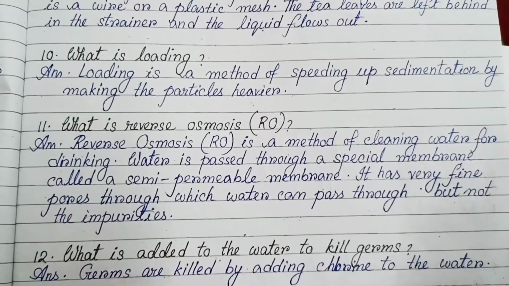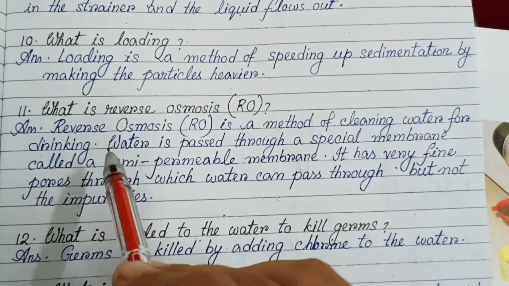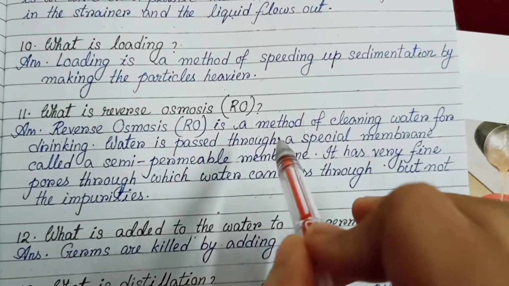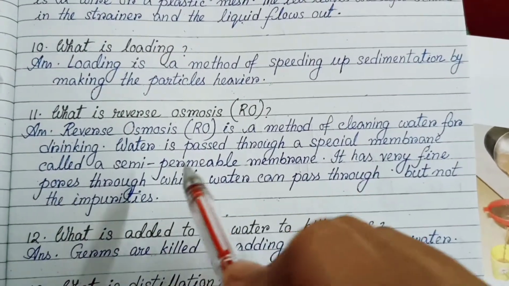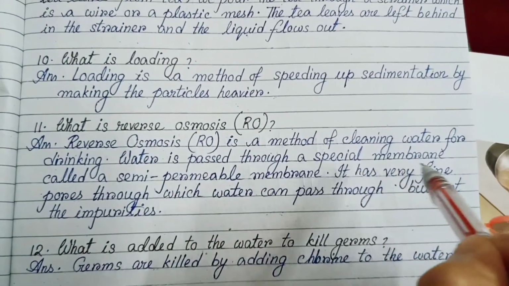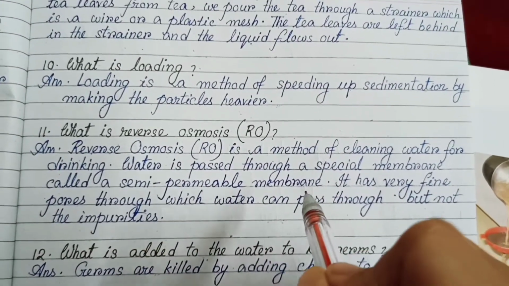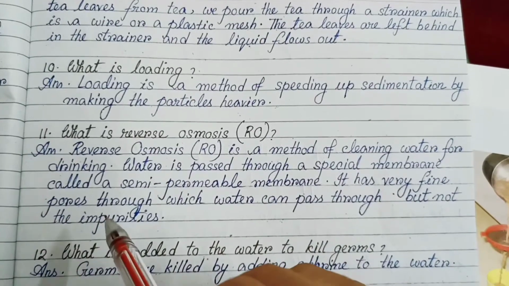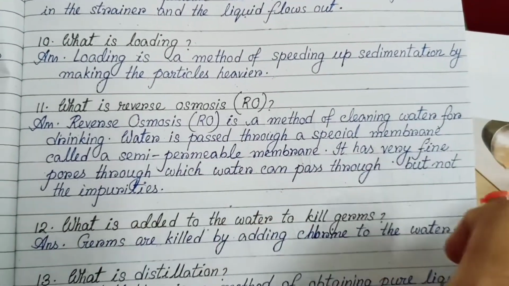What is reverse osmosis? Short form RO. Reverse osmosis, RO, is a method of cleaning water for drinking. Water is passed through a special membrane called a semi-permeable membrane. It has very fine pores through which water can pass, but not the impurities.